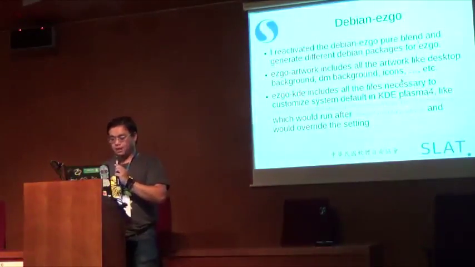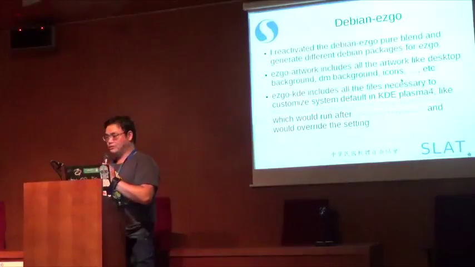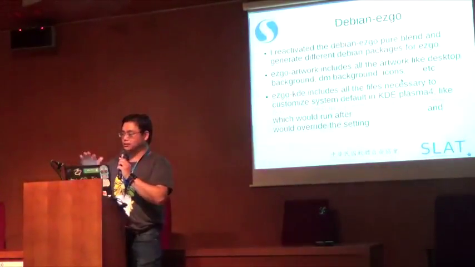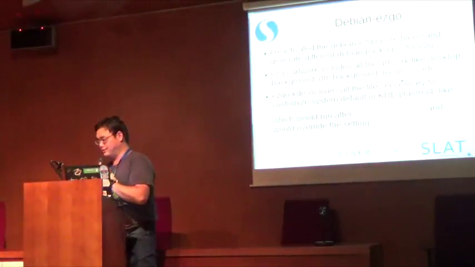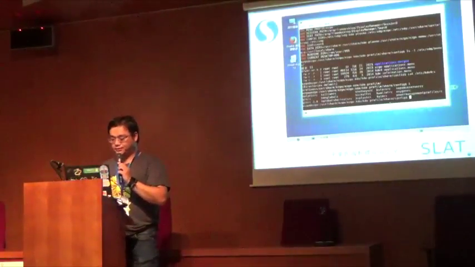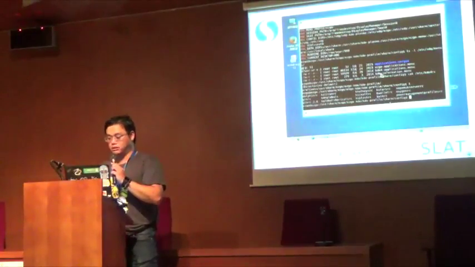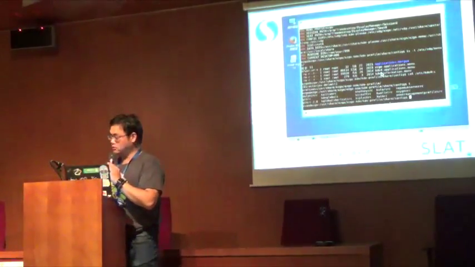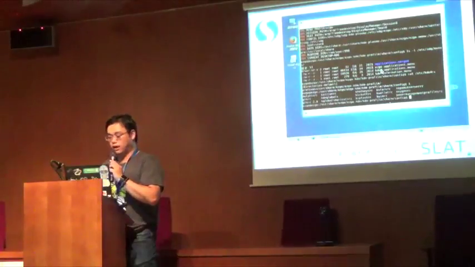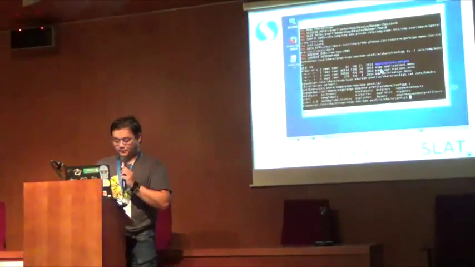So I made some Debian packages for this, so that I just need to put a new file in and it will be customized automatically. Okay, so everything is fine. You can see in the application menu, I have ezgo and also a KDE 4 application menu, but it will follow my ezgo application menu. Right?